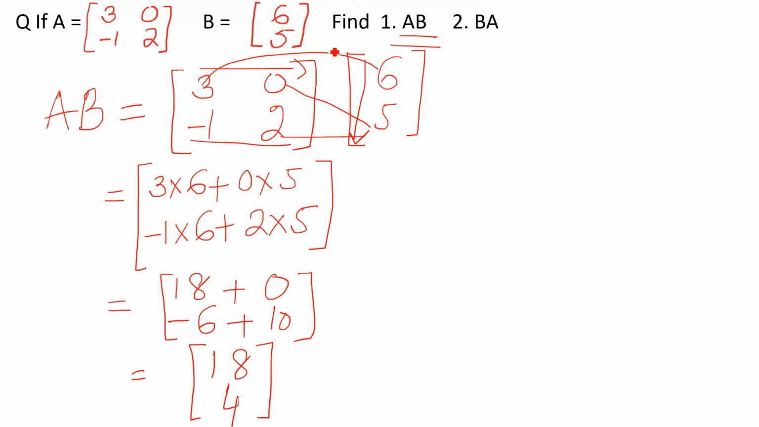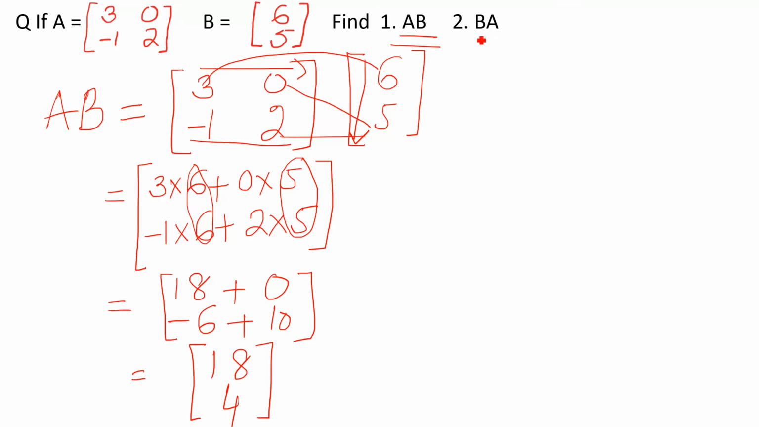And one more thing, see, first entry with the first one, and then second with this one, right? So all the second entries you have to multiply with 5. So you will see here, the second entries 0 and 2 are multiplied by 5. First entries 3 and -1, so this one 6.